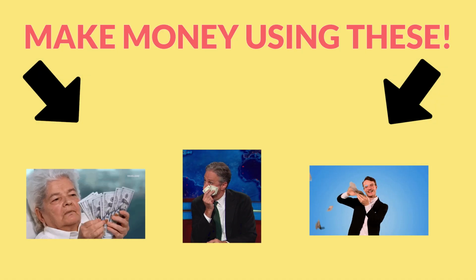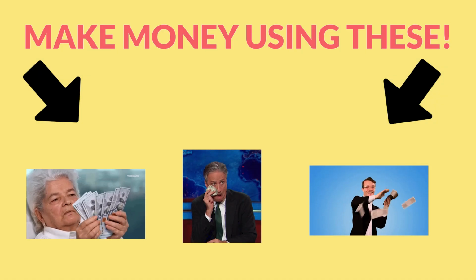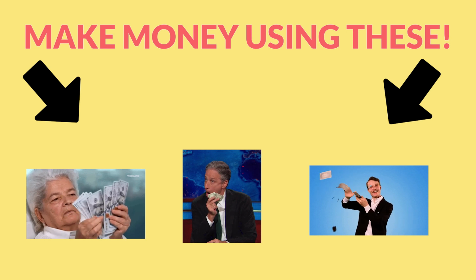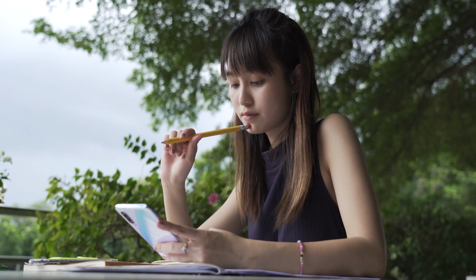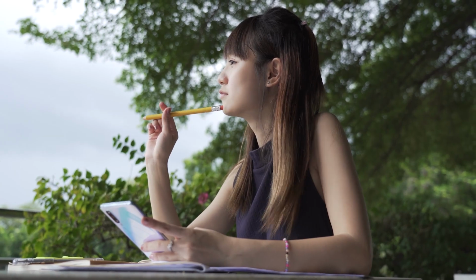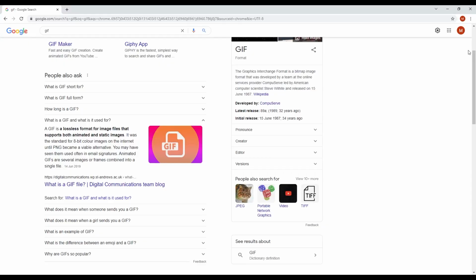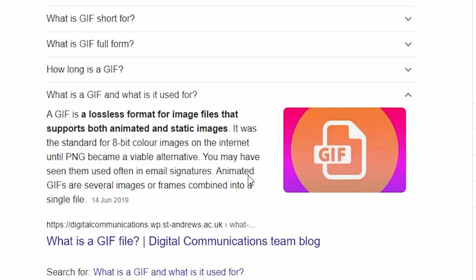Now, what we're going to do today is make money using GIFs. Before we dive right into how we do this method, we first need to understand what a GIF is. A GIF is a lossless format for image files that supports both animated and static images. Basically, it's an animated image that you can save and share with everyone.